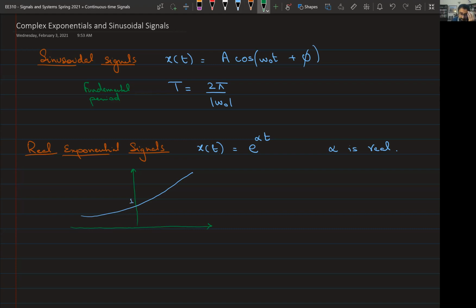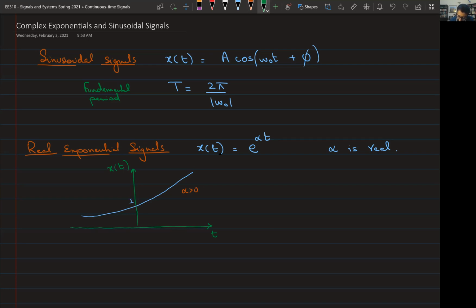Okay. Anybody cares to disagree? Sir, it doesn't depend on alpha's value. Right. Excellent. So it depends on what alpha is. So this particular plot that you see on your screen, what value of alpha would this depiction correspond to? For what values of alpha would this be a growing exponential? So this would be positive values of alpha. So this is alpha greater than 0.